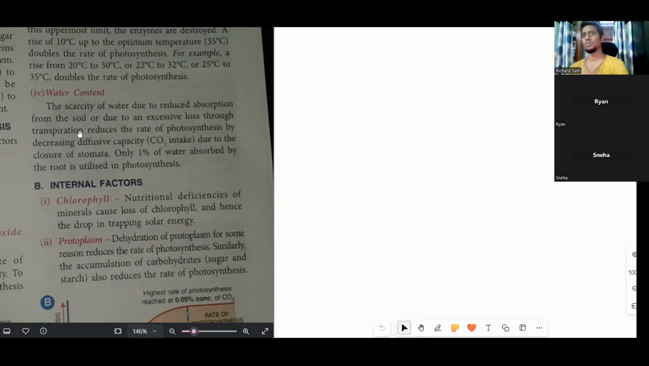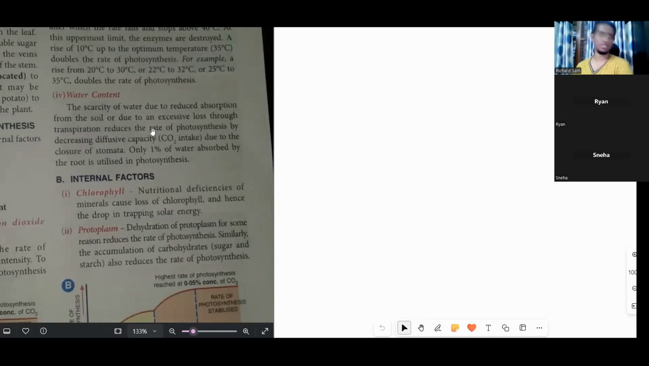And the plant also controls this. If there's less water outside, then it closes its stomata and does not allow the water to get evaporated. It keeps the water so that photosynthesis can take place.